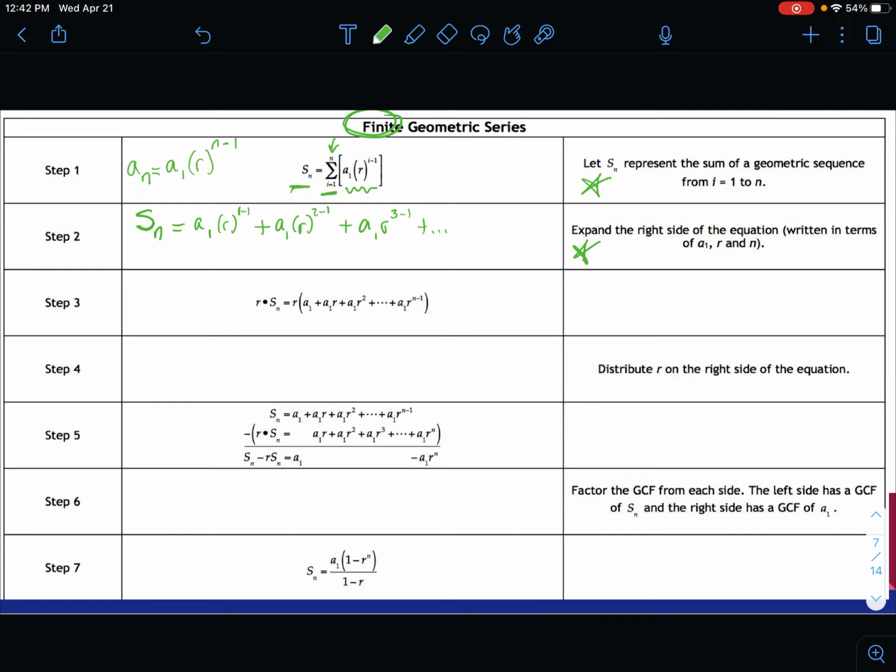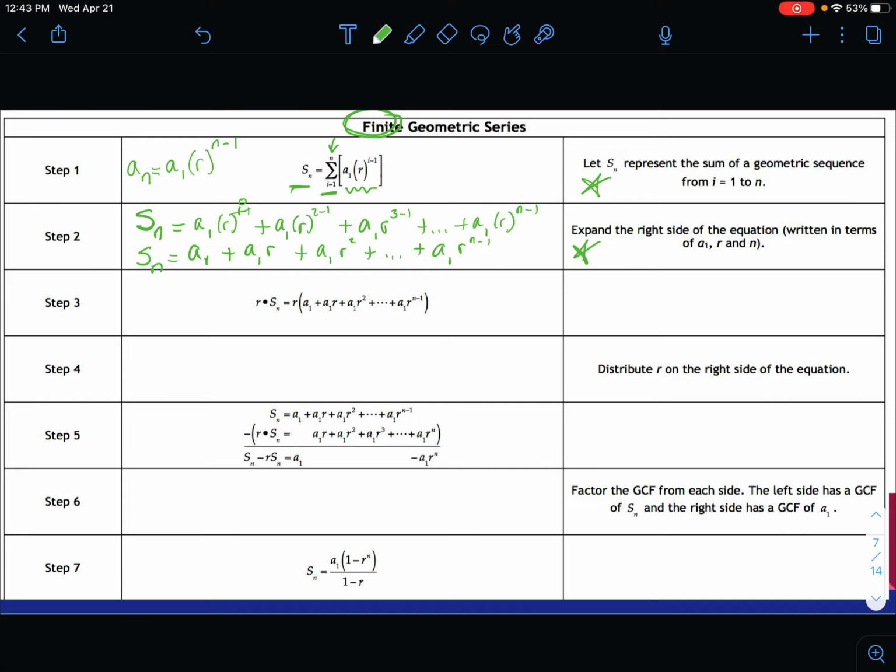And then obviously there's terms in between. We don't know how many. And then the last term is going to be when I plug in n. So a sub 1 times r to the n minus 1. I'm going to clean this up a little bit because it's going to help us in our next step here. So 1 take away 1 is going to be 0, and anything to the 0 is 1. So we just have a sub 1 here, plus a sub 1 times r to the first power, plus a sub 1 times r squared, plus a sub 1 times r to the n minus 1.